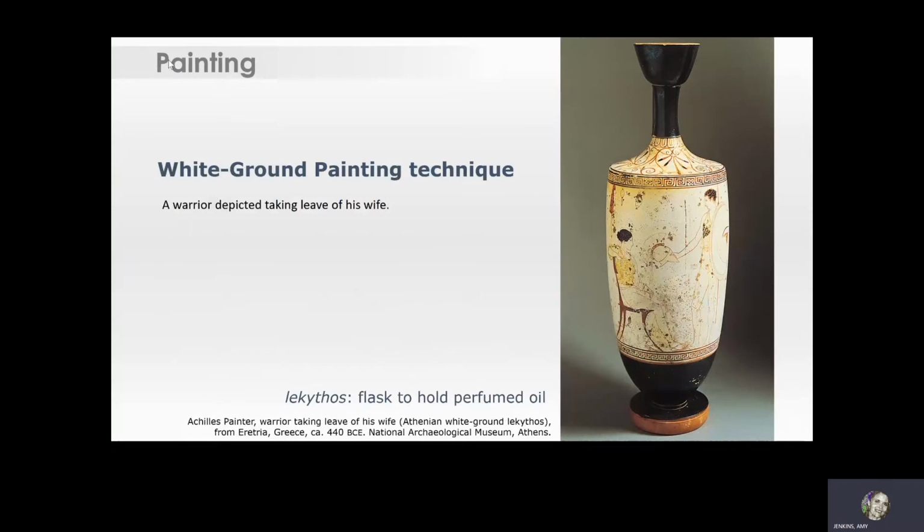Painting on the ceramic, we have a white ground painting technique. It's a warrior depicted taking leave of his wife. Lakythos is a flask to hold a perfumed oil. That's what this is. It is created by the Achilles painter. Warrior taking leave of his wife. Athenian white ground Lakythos from Eretria, Greece, circa 440 BCE.